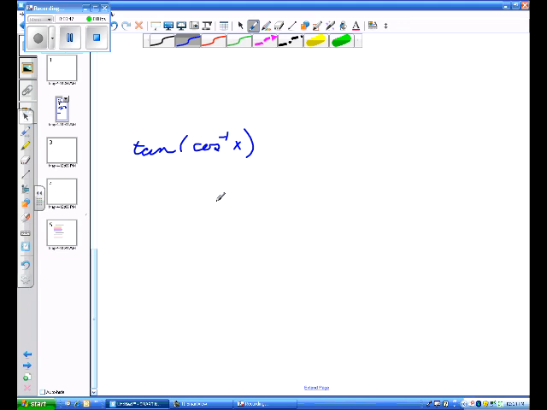And we want to come up with a value for this. Well, this again is an angle. What we're saying here is the cosine of some angle is equal to x. And so we're wanting then the tangent of that angle. Well, if we draw our triangle, and this is angle A, the cosine is x, so that would be x over 1.